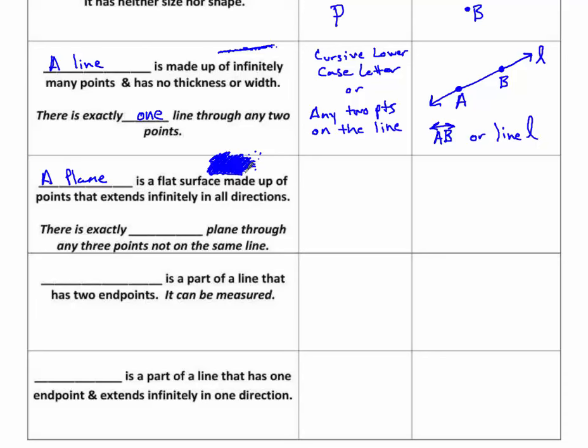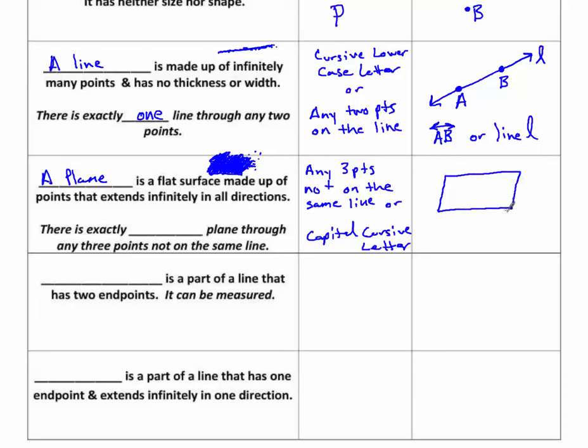This may not be the best visual example, but a plane is something that's kind of hard to draw, as you'll see in a minute. The way that we name a plane is with any 3 points not on the same line, or a capital cursive letter. The way that a plane is usually represented is by drawing a parallelogram shape like this. Just imagine that this goes on forever in every direction, but we can't draw that, so we have to draw it a certain size and a certain shape. So this is what we draw. Now in this plane there's going to be points.